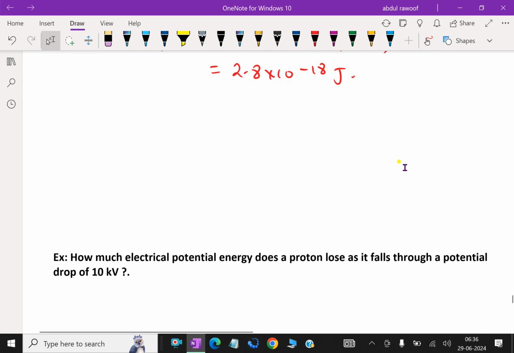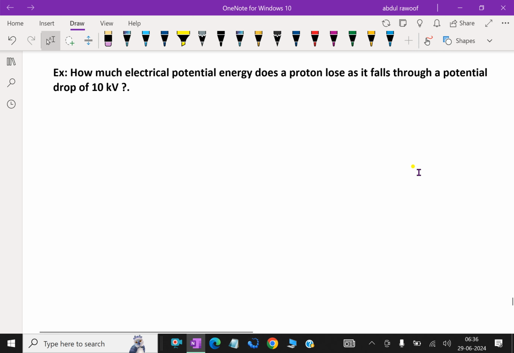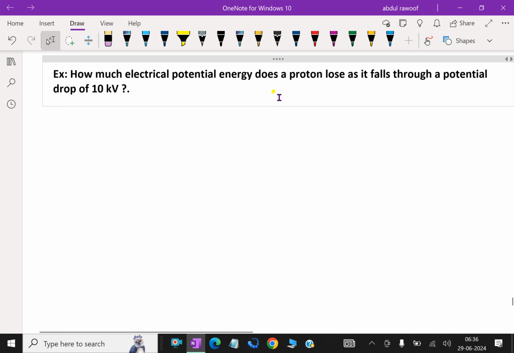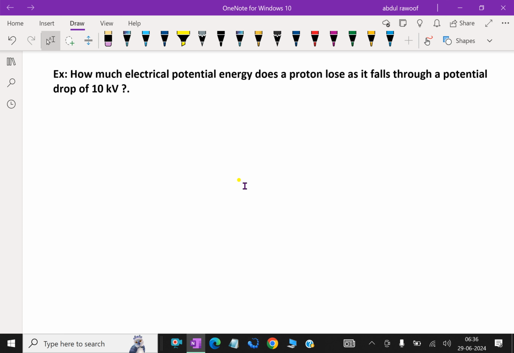Next, how much electrical potential energy does a proton lose as it falls through a potential drop of 10 kilovolt? The proton carries a positive charge. It will therefore move from a region of high potential to a region of low potential if left free to do so. That is, it automatically comes.